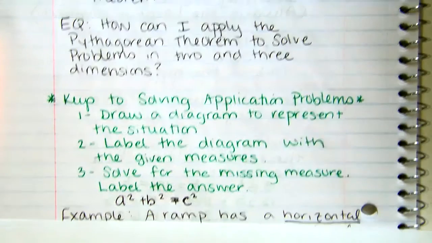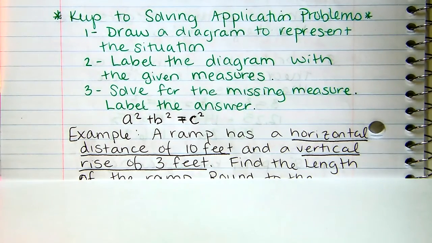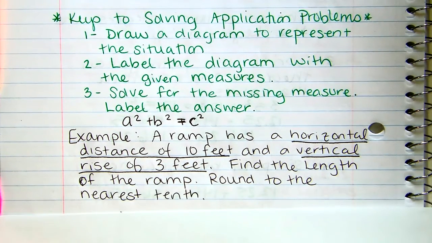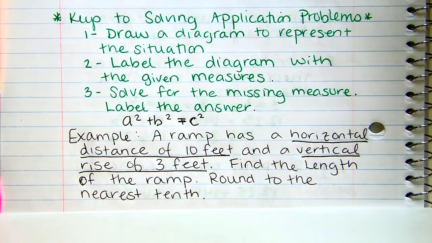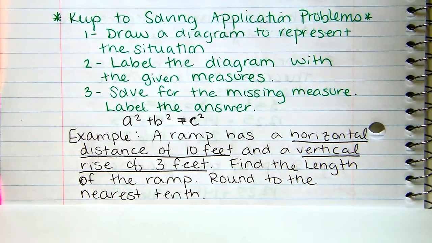And here we go. So our problem for today says a ramp has a horizontal distance of 10 feet and a vertical rise of 3 feet. Find the length of the ramp and round to the nearest tenth. Now, here we're talking about a ramp. A ramp, once again, is something that is diagonal.